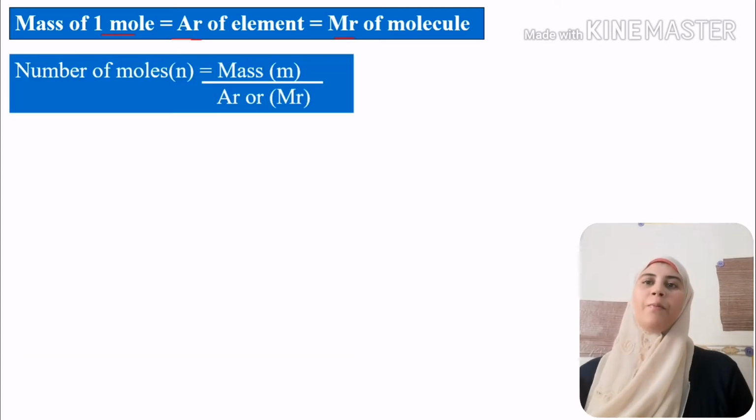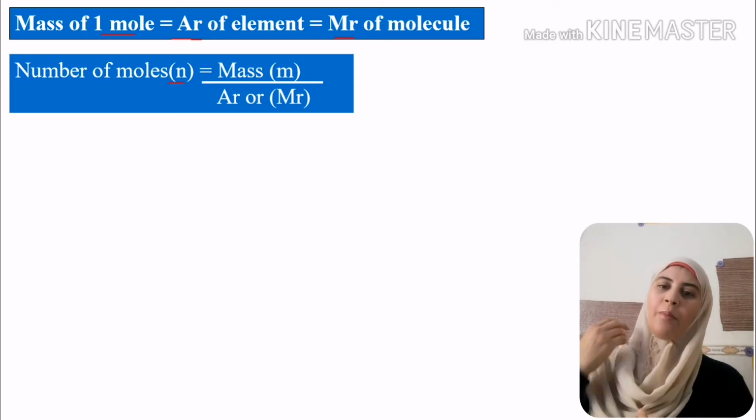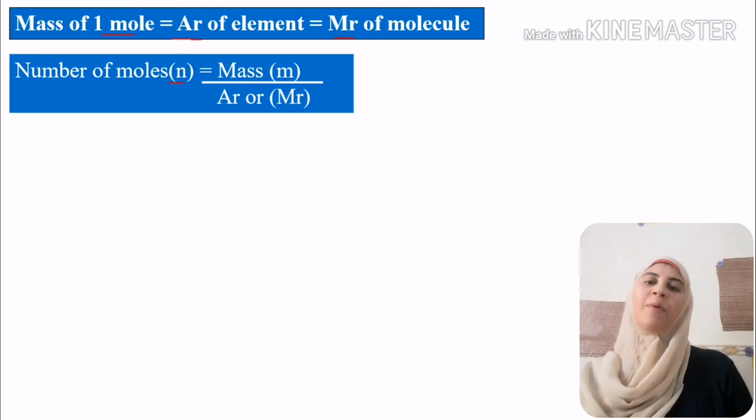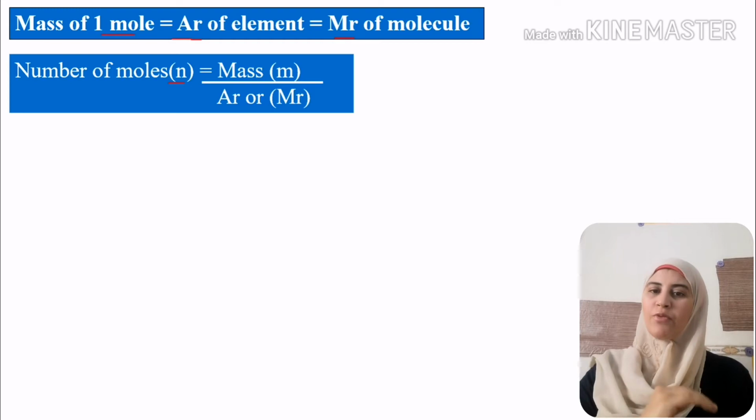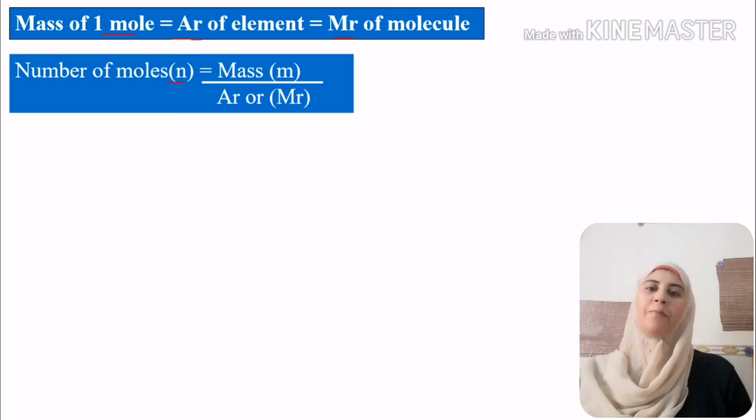The next one, number of moles n equals mass m divided by relative atomic mass Ar of the element, or Mr, the relative molecular mass of the molecule.